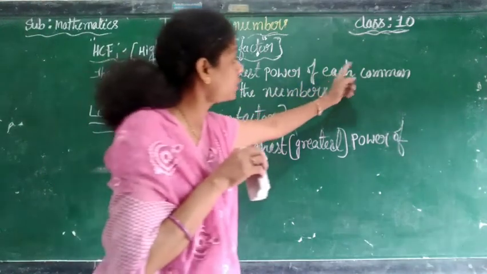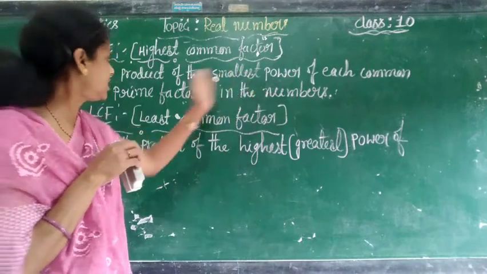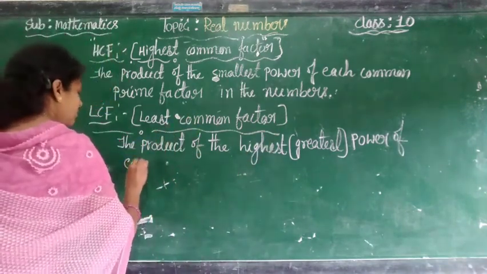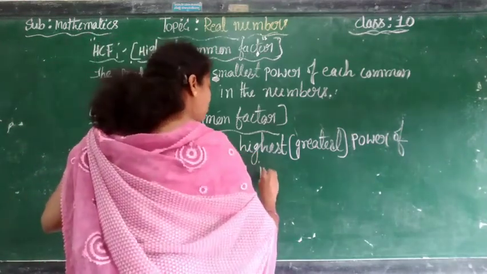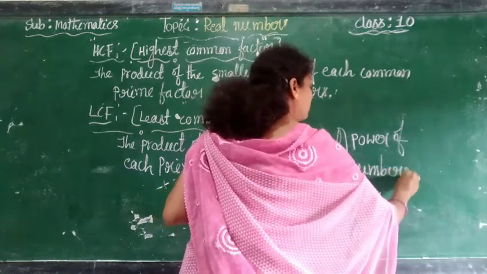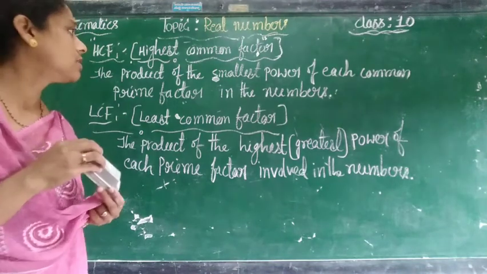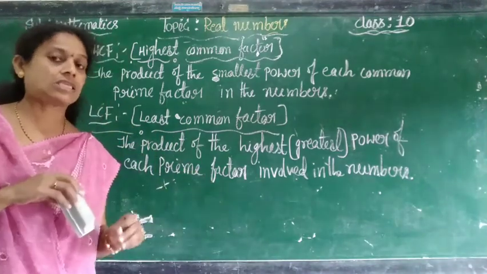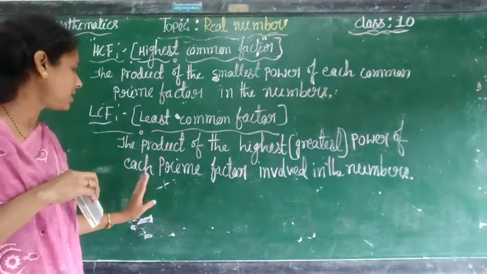Look at this. HCF uses each common prime factor, but in LCM it is each prime factor, not only common ones. So the product of the highest or greatest power of each prime factor involved in the numbers. Once again, HCF is the product of the smallest power of each common prime factor in the numbers, and LCM is the product of the greatest power of each prime factor involved in the numbers.